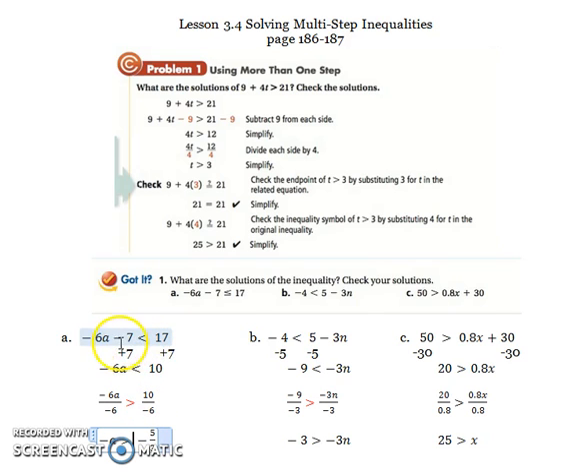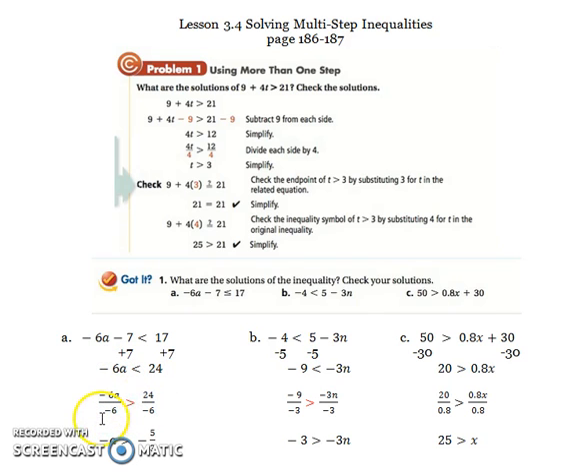Okay, so the first thing we're going to do is add 7 to both sides. Then we get negative 6a is less than or equal to 24, 17 plus 7. And then we're going to divide 24 by negative 6. But what happens when we divide by a negative? We've got to switch this sign as well.